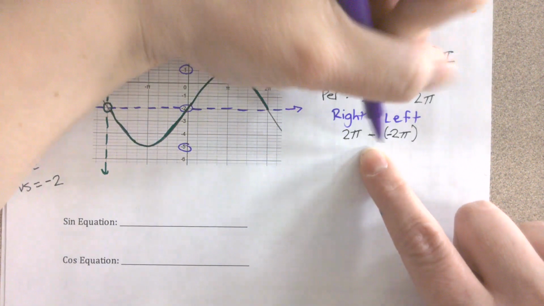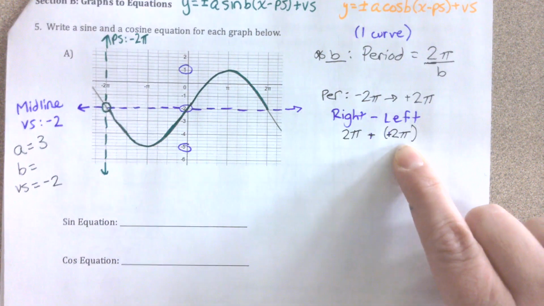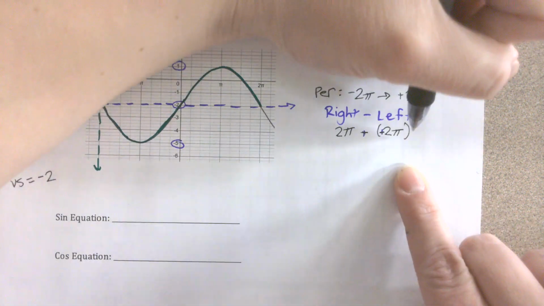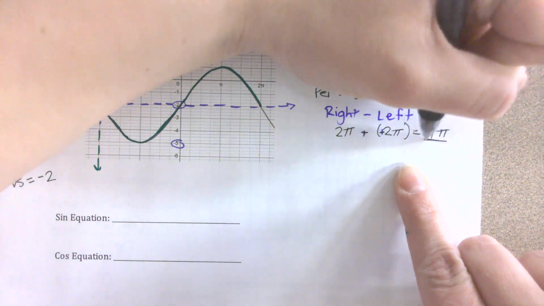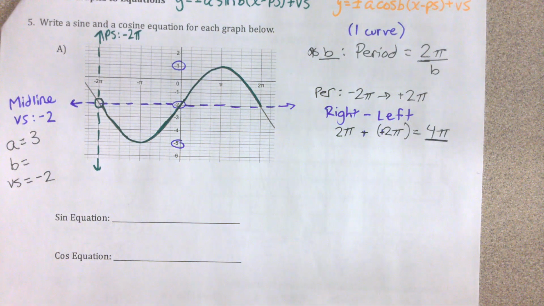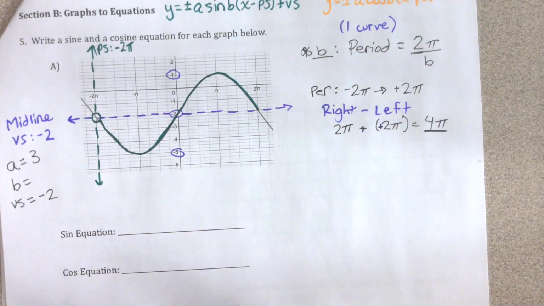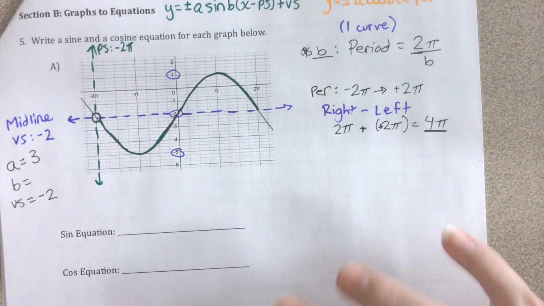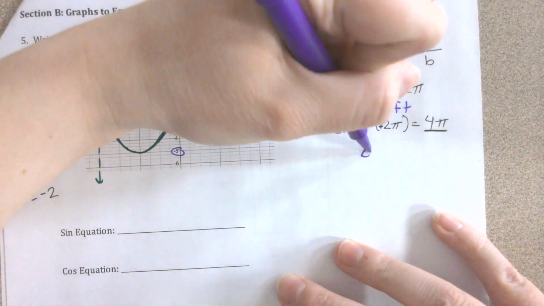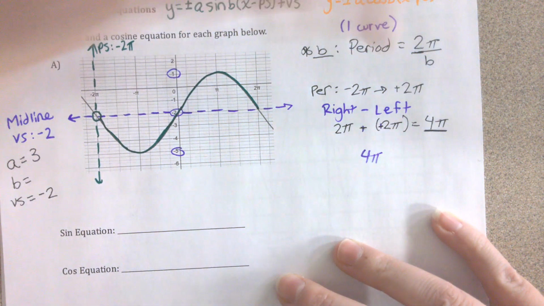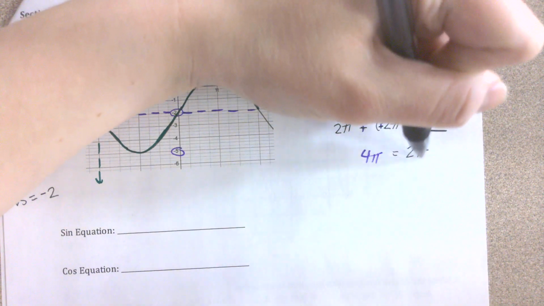So, as you know, two negatives make a positive. This is 2 pi plus 2 pi, which gives us 4 pi. So our period is 4 pi. So now I can finally solve for B. So period is 4 pi equals 2 pi over B.